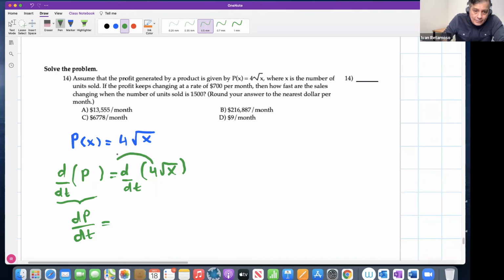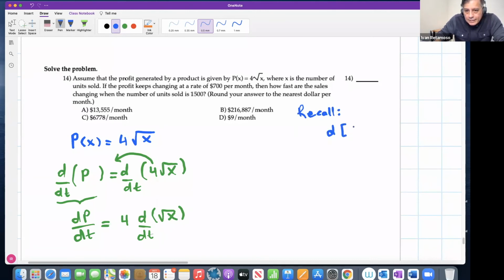First, I need to notice that the number 4 is just a constant, so I take it outside the derivative and focus on taking this derivative with respect to time. But now recall, remember I gave you this result in previous lectures: the derivative of the square root function in general with respect to x in simplified form is 1 over 2 times the square root of x. We're going to use this.